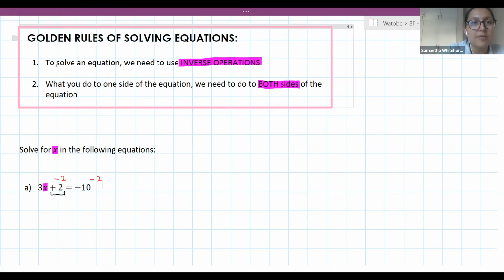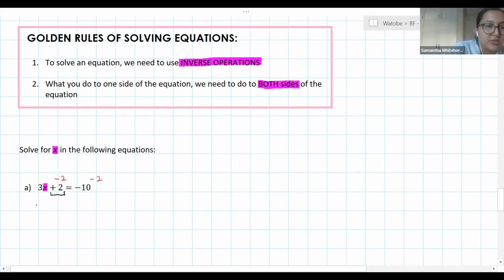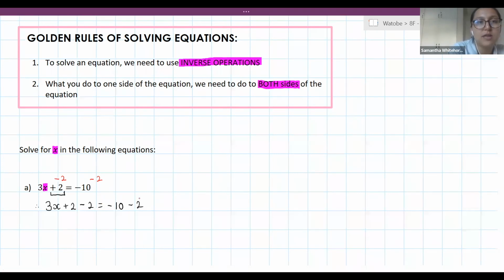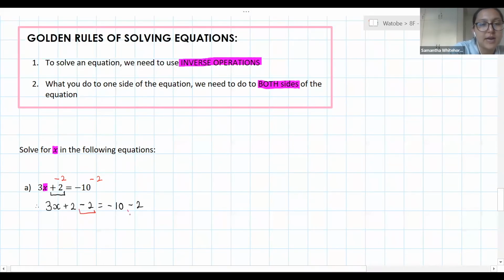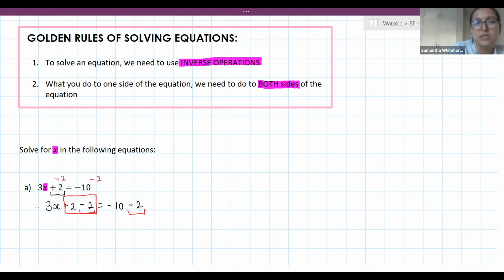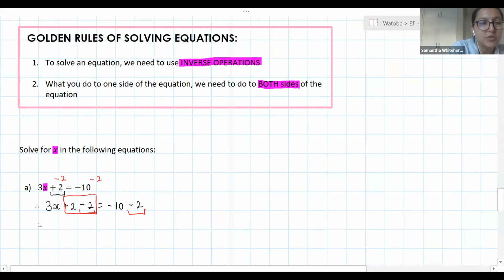And so what I end up with, and you don't have to write this out, I just want to make sure we're all clear, is 3x + 2 - 2 = -10 - 2. So I've used my inverse operations and I'm subtracting 2 on both sides. The plus 2 minus 2 is essentially going to become 0. And so I'm just left with 3x on the left-hand side. And we know that -10 minus another 2 is then -12.